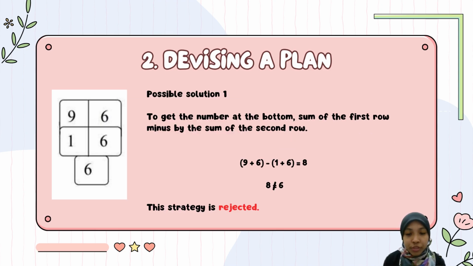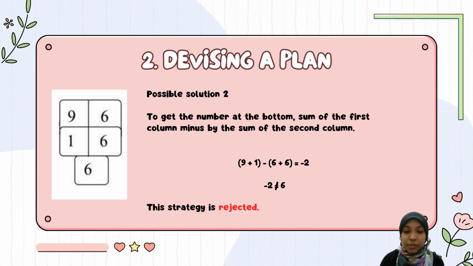Now, moving to possible solution number one. To get the number at the bottom, the sum of the first row minus the sum of the second row. Let's take a look at 9 plus 6 minus 1 plus 6, which is equal to 8. As we can see, 8 is not equal to 6. So, this strategy is rejected.